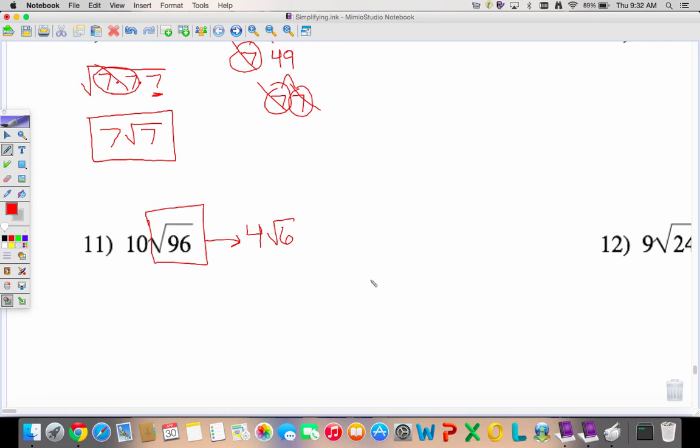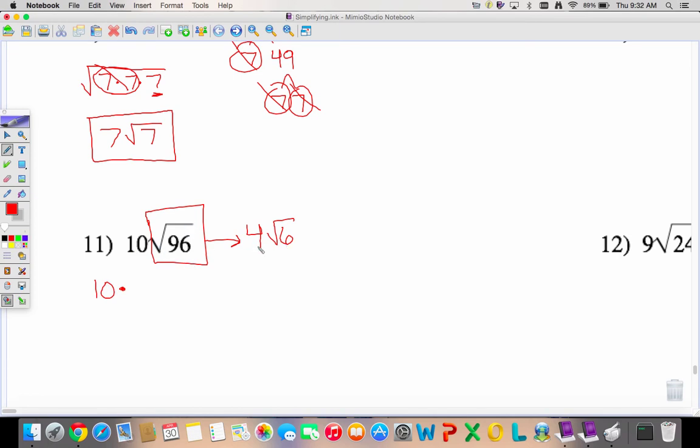If you don't remember that, then you would do the same thing we did up here. Write 96. Do your little family tree, find your prime numbers, the exact same things we did in number 1. Okay, so you say, well, you have that 10 out in front. What am I going to do with that 10? If you read this, it would say 10 times the square root of 96.